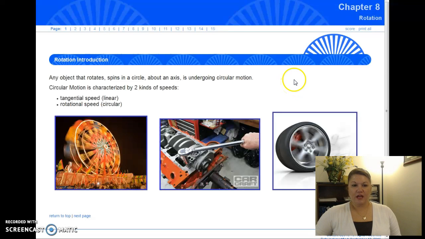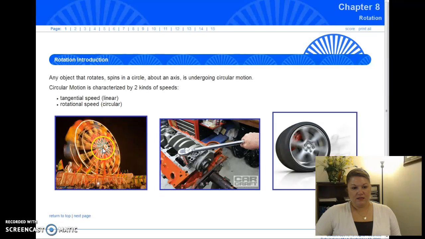Hello again, Chapter 8. We're going to be talking all about rotation. Any object that spins in a circle about an axis is undergoing circular motion. So, look at this Ferris wheel. It's going around and around and around.